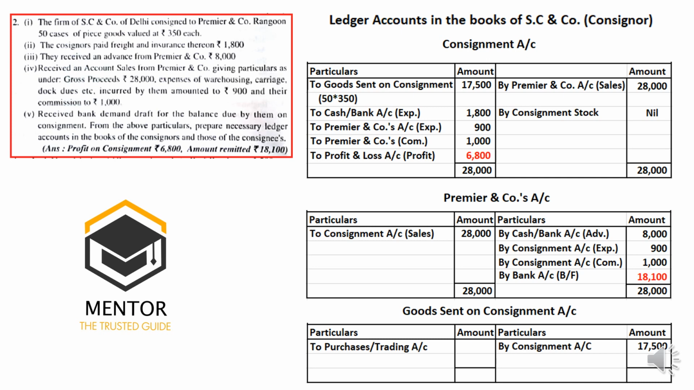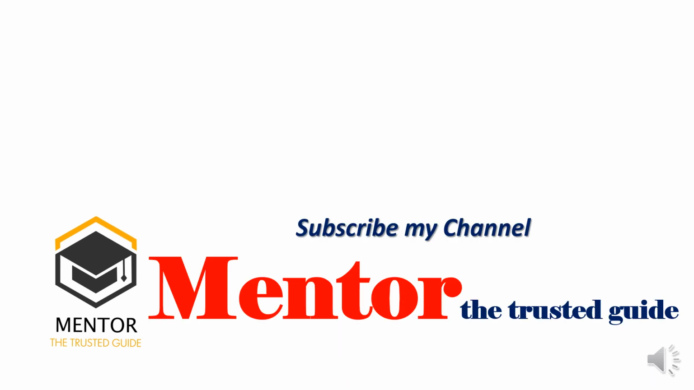Then we will close the goods sent on consignment account to trading or purchases account. So the goods sent on consignment account even will be closed. In this way we can directly prepare the ledger accounts. Clear?